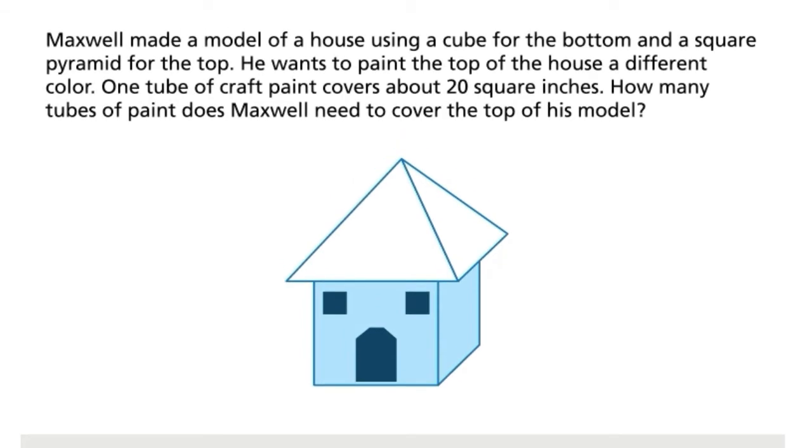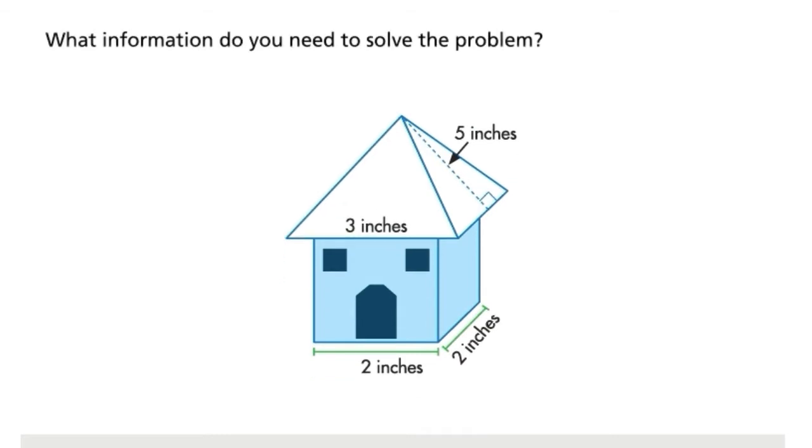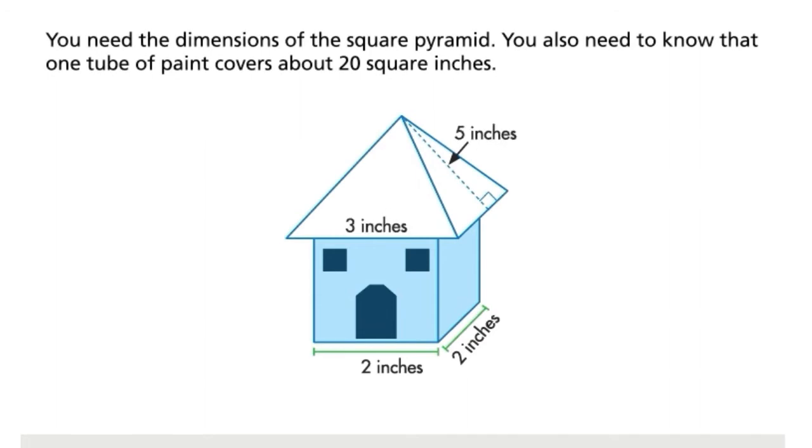Maxwell made a model of a house using a cube for the bottom and a square pyramid for the top. He wants to paint the top of the house a different color. One tube of craft paint covers about 20 square inches. How many tubes of paint does Maxwell need to cover the top of his model? The faces of a pyramid are triangles. What information do you need to solve the problem? You need the dimensions of the square pyramid. You also need to know that one tube of paint covers about 20 square inches.